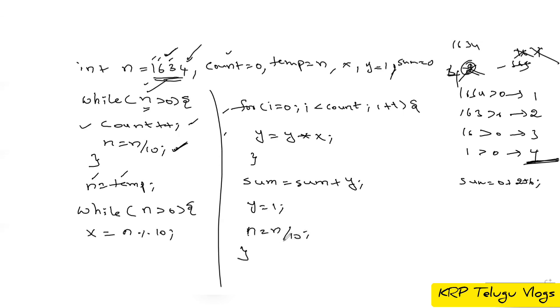So what is the n value now? 163. 1634 divided by 10. 4 already we have taken and we have done 4. Correct. So 4 is not required. So now n became 163. Again it will come here. 163 is greater than 0. x is equal to n mod 10. So 163 mod 10 is how much?